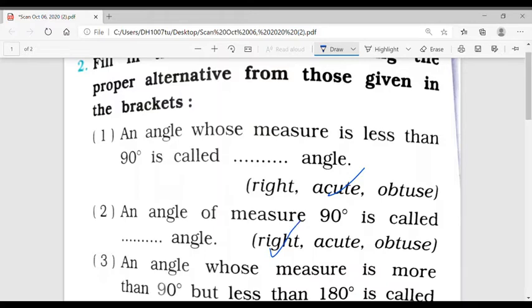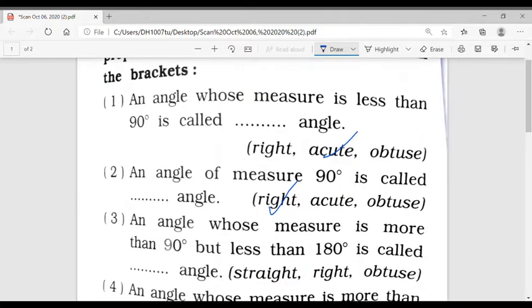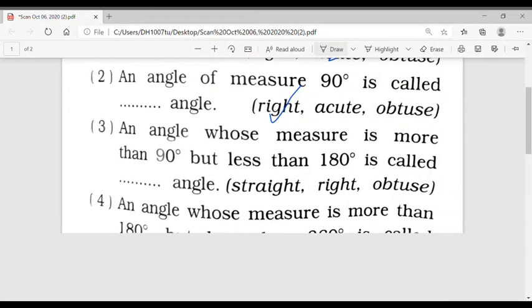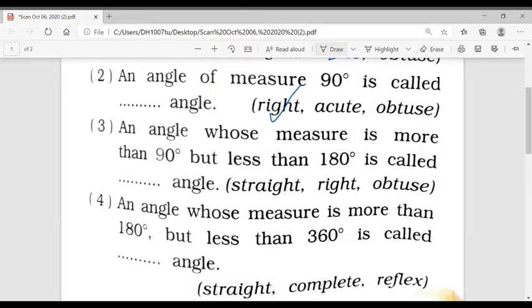Third, an angle whose measure is more than 90 degree but less than 180 degree is called what? Obtuse angle. Now we are going to start question number fourth: an angle whose measure is more than 180 degree but less than 360 degree is called a dash angle. Whose measure is less than 360 degree but more than 180 degree, what is that called? That is called reflex angle.